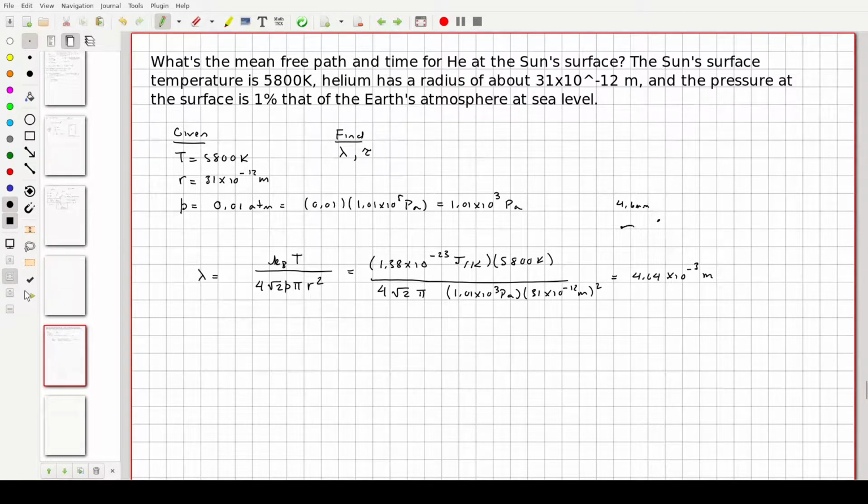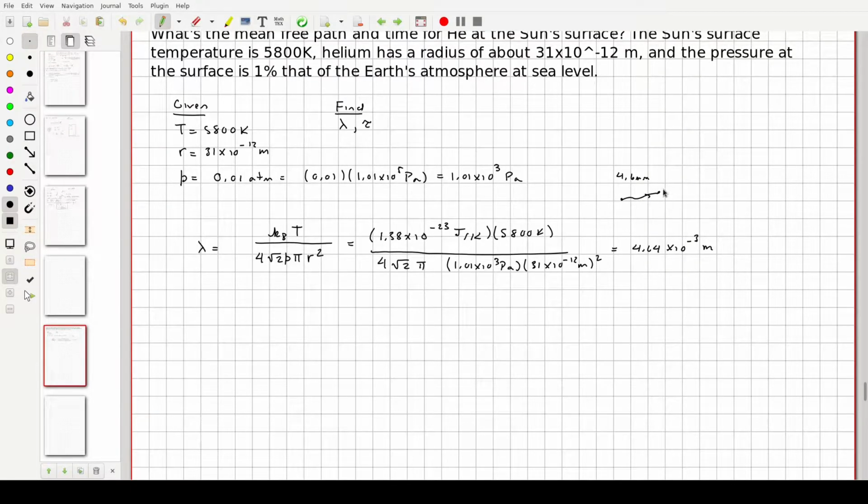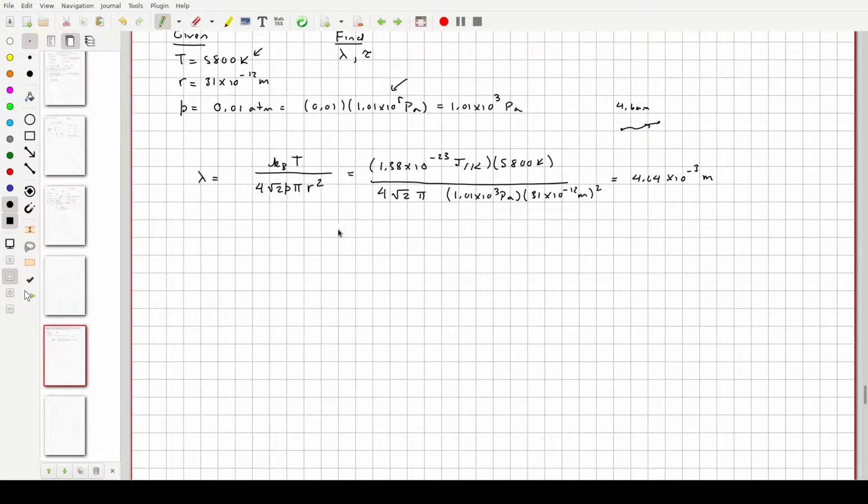a helium atom can travel basically through space at the photosphere, which is the surface of the sun, before it hits a neighbor. Now, that's actually pretty far, and the reason why it's pretty far is because your gas is low density, and also because it's high temperature. Okay. Now, so let's do the time.